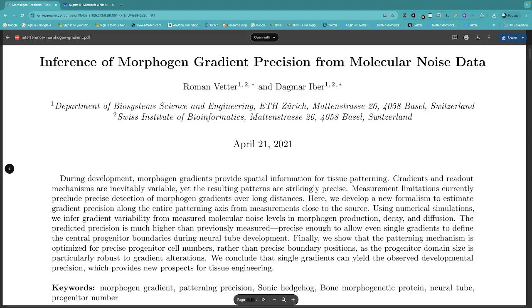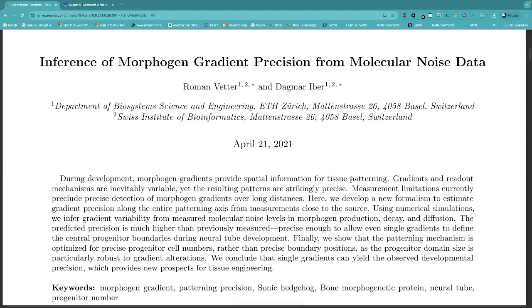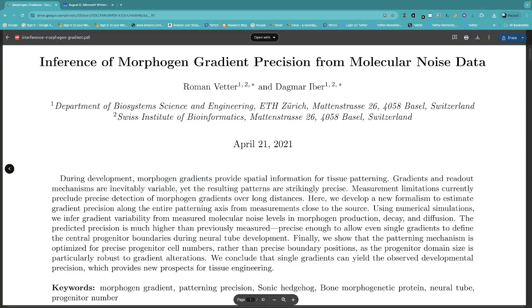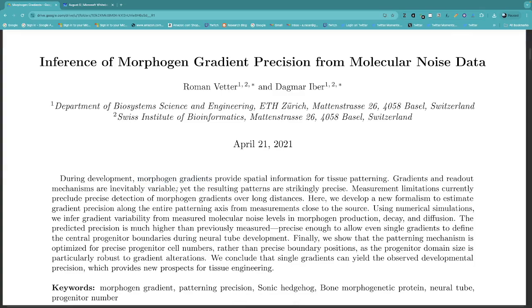During development, morphogen gradients provide spatial information for tissue patterning. So of course we've talked about this. Gradients and readout mechanisms are inevitably variable, yet the resulting patterns are strikingly precise, and this is what I mean by this replicability of development. These things are precise even though they're variable with respect to cell number, cell size, embryo size, and so forth.